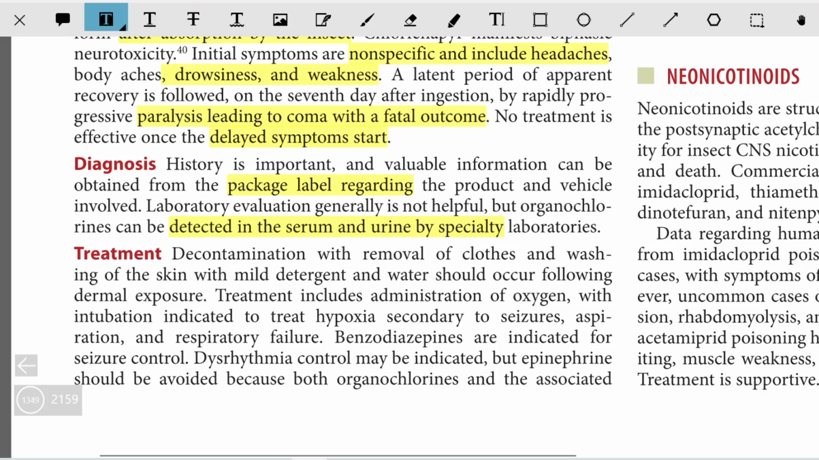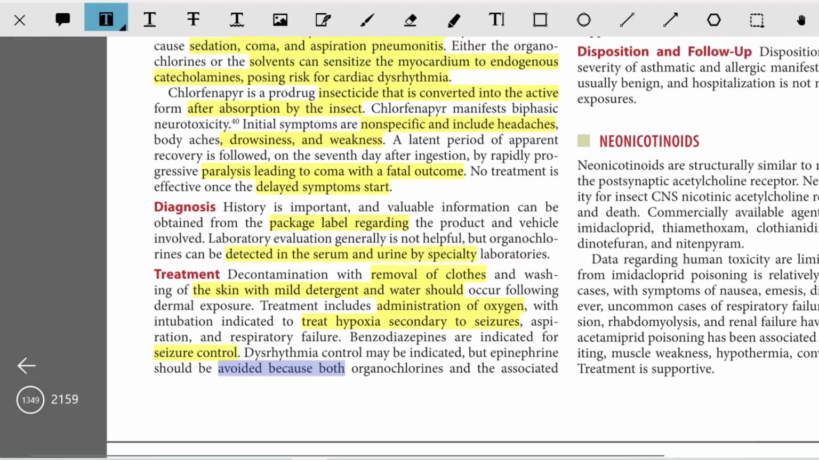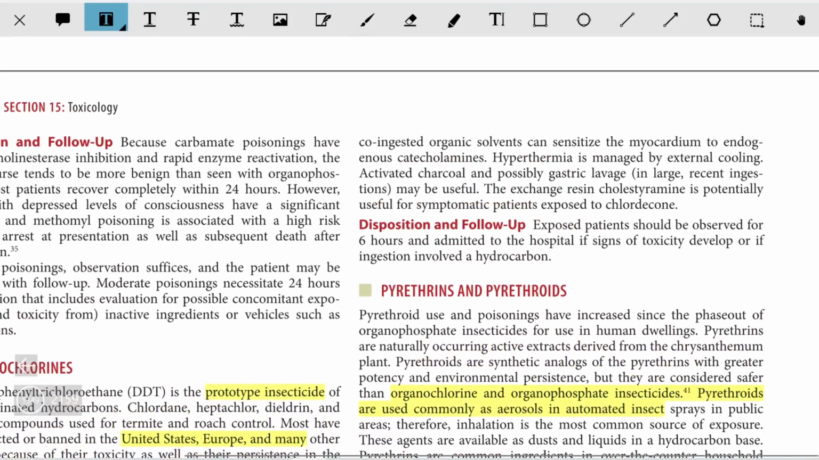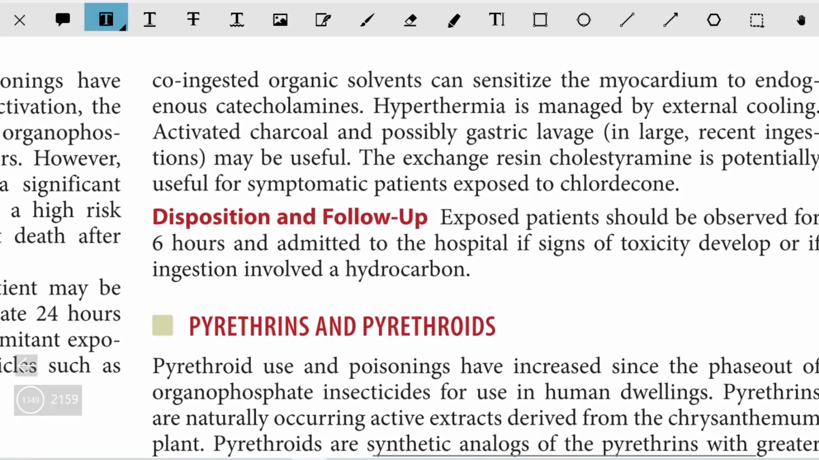Coming to the treatment part, decontamination with removal of clothes and washing the skin with mild detergent and water will be helpful. Treatment includes administration of oxygen, with intubation indicated to treat hypoxia secondary to seizure, aspiration, and respiratory failure. Benzodiazepines are indicated for seizure control. In case of dysrhythmias, epinephrine should be avoided because organochlorines can be associated with many dysrhythmias, as they sensitize the myocardium to endogenous catecholamines.